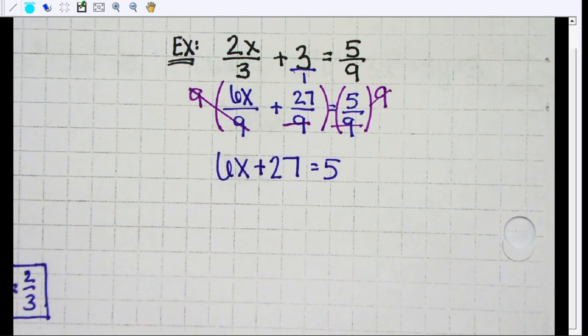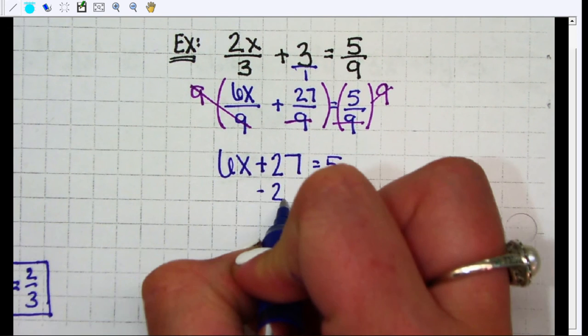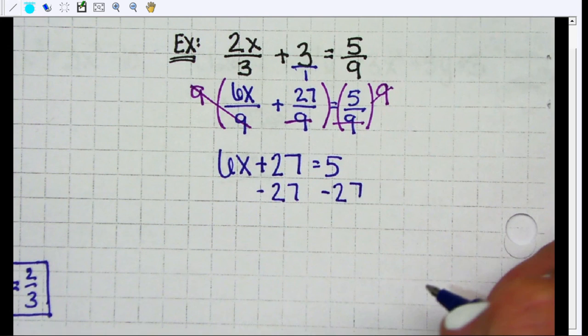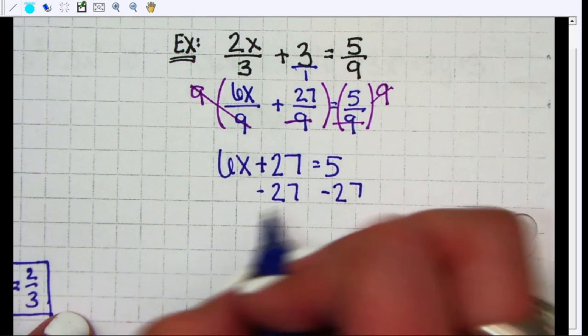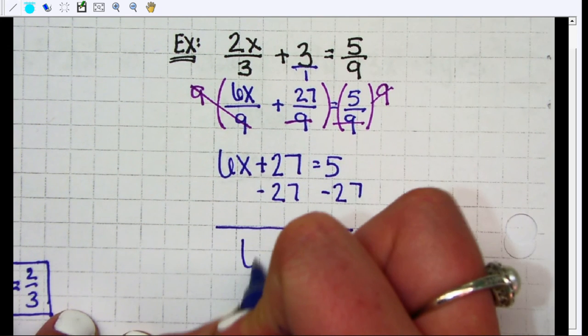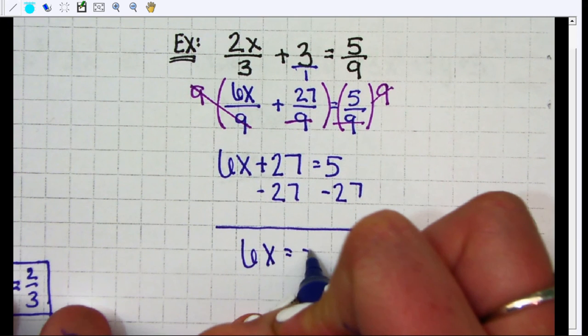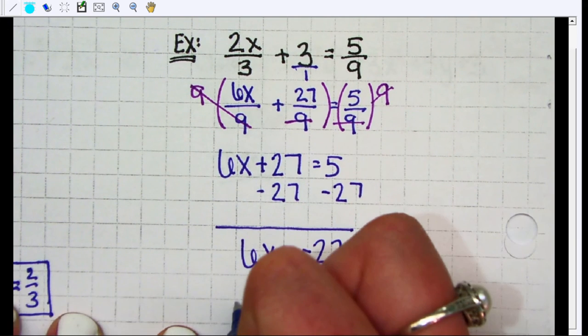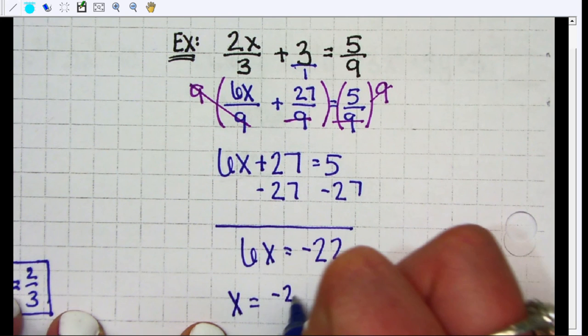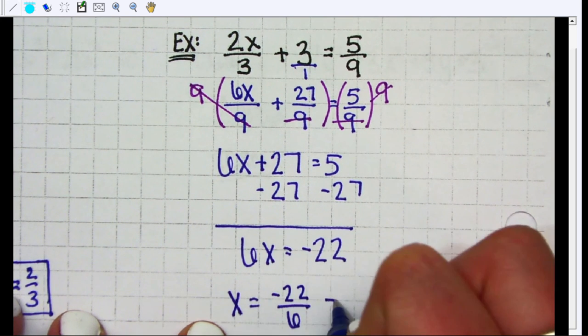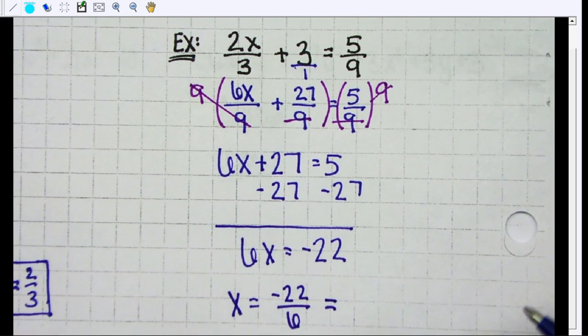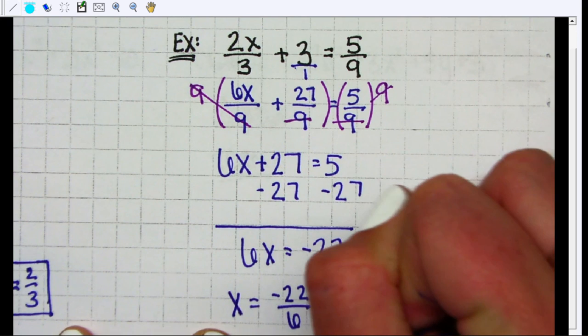Okay, I'm going to subtract my 27. So 6x equals negative 22. When I divide by 6, I would get negative 22 over 6, or what does that reduce to? Yep, negative 11 over 3. Good job.